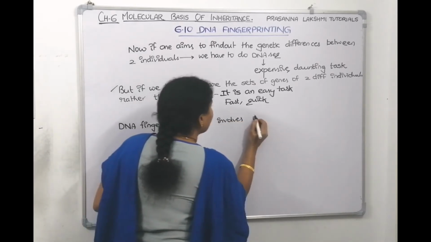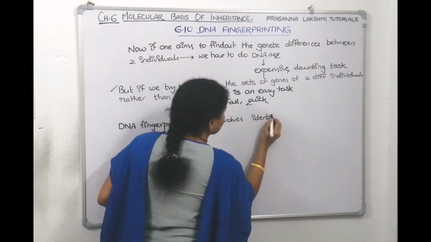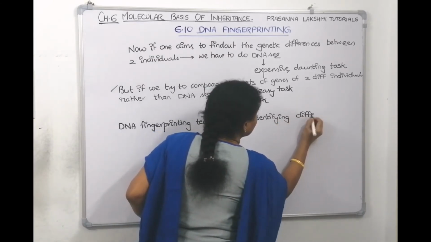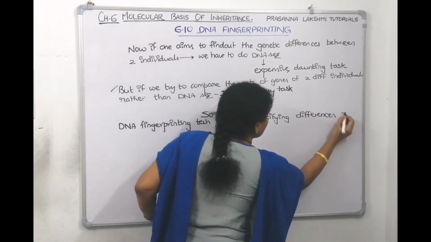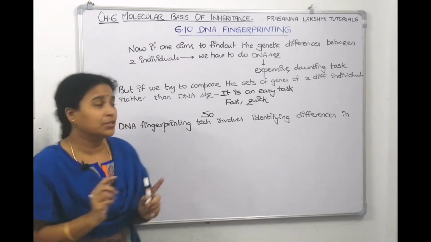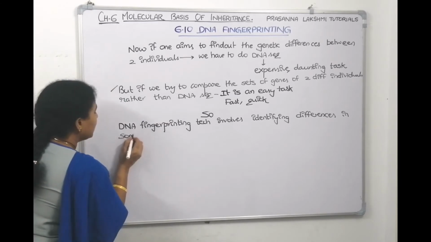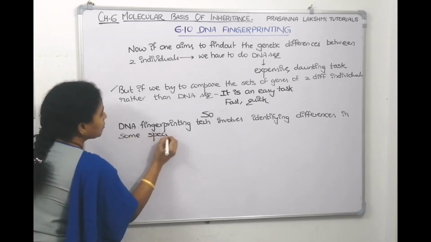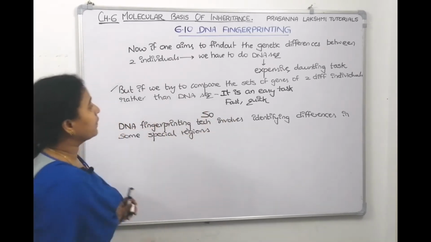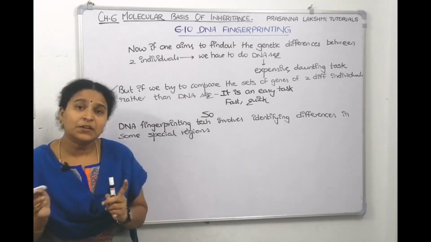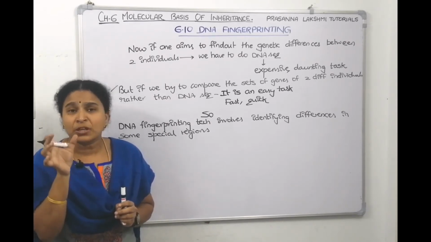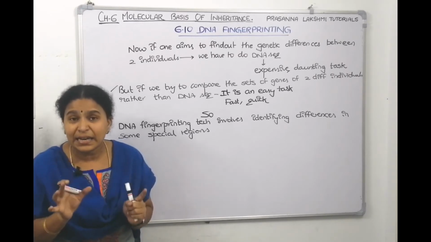It involves identifying differences only, right? It will identify differences in some special regions. Instead of doing the complete sequencing, we will try to identify the differences between people at some special regions. Those special sequences are called repeated DNA sequences.